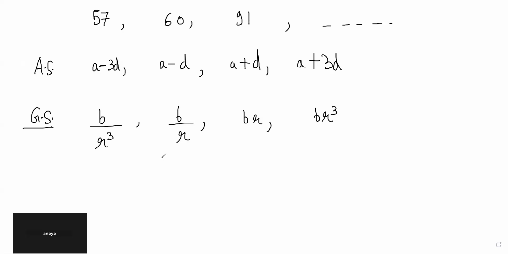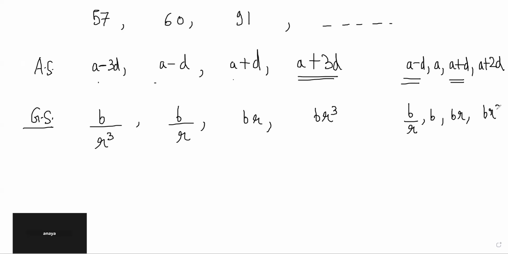Maybe this will help. I could have ignored the fourth term and made a different choice to make these simpler. That could have been done like this also: A minus D, A, A plus D, and A plus 2D. The point is to cancel some D's when you add. And I could have chosen the GP like this also: B by R, B, BR, BR square. Let's see what is going to be more useful.